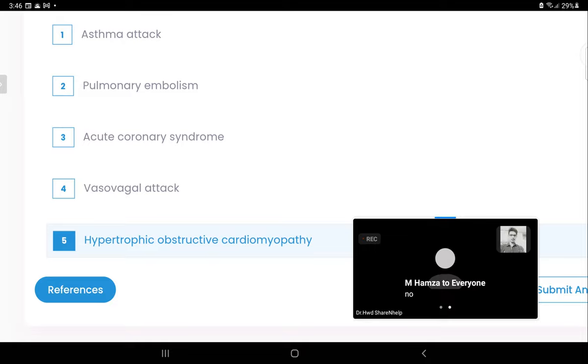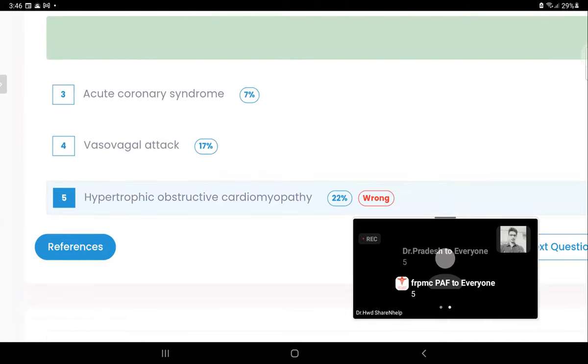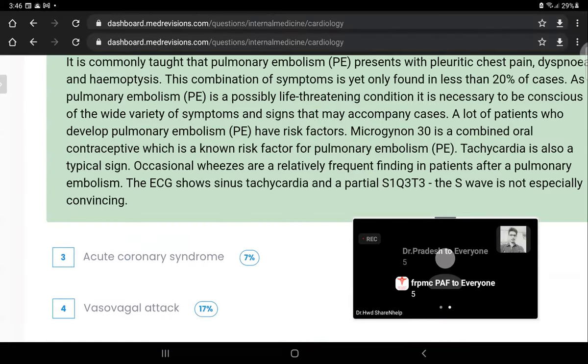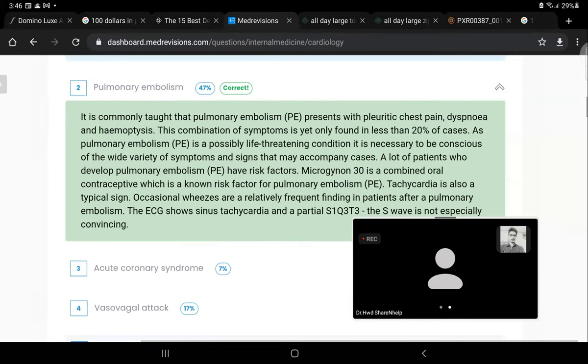All right, whoever answers next, I'm just going to take that. Dr. Behram has said hypertrophic obstructive cardiomyopathy. I chose that. Let's see if that is true. That is incorrect. All right. Pulmonary embolism presents with pleuritic chest pain, dyspnea, and hemoptysis, as it's commonly taught.